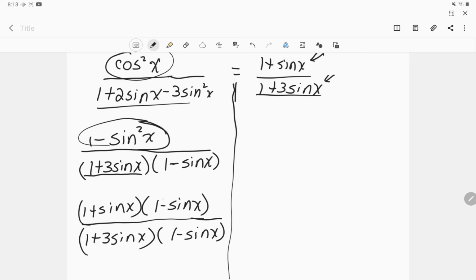So now look, I have a 1 minus sine x on the top and on the bottom. Those will cancel. And what do I have left? I have 1 plus sine x over 1 plus 3 sine x, which is exactly what I have here on my right side. So I have proven one side equals the other side using trig identities. Again, is that the only way? Maybe not, but it's what I figured out.